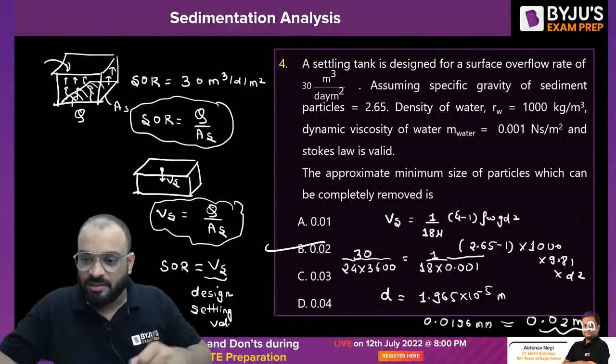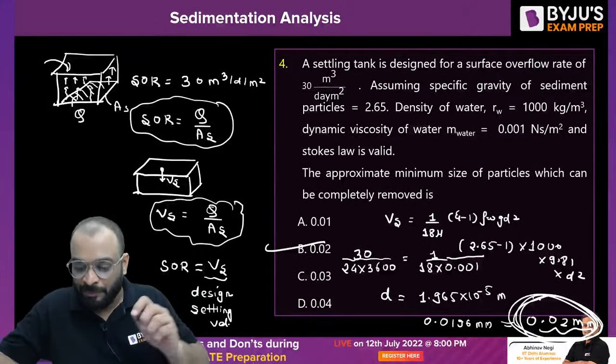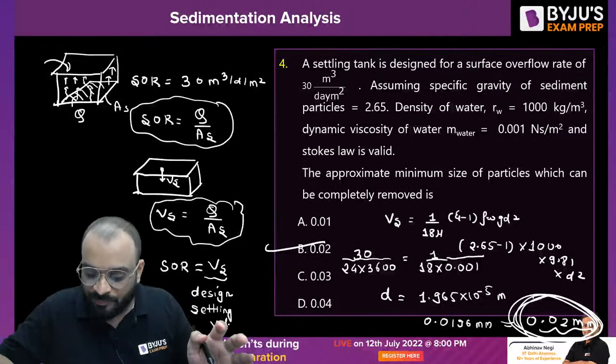Tell me guys, this 0.02 mm is the correct answer. Clear? That means B is the correct answer. Understood? Crystal clear to all of you guys?